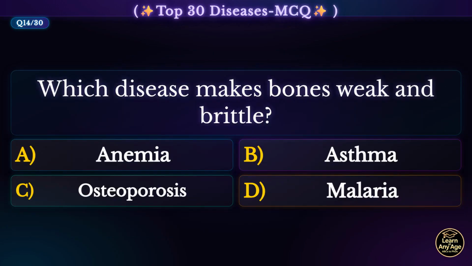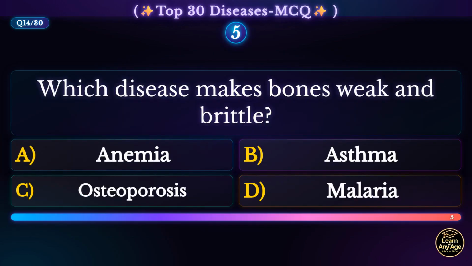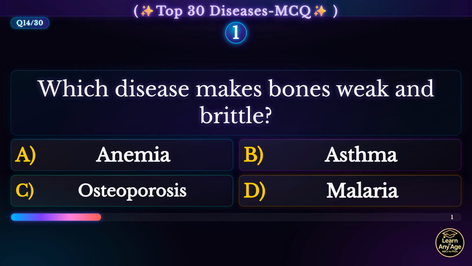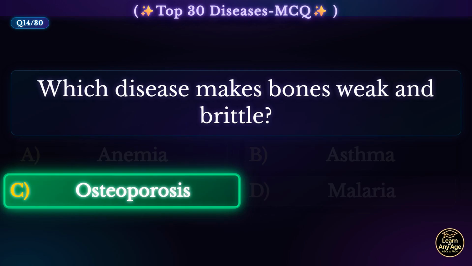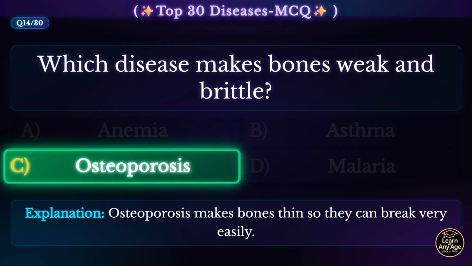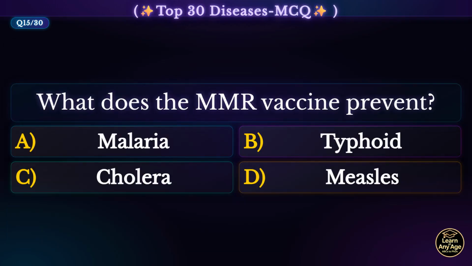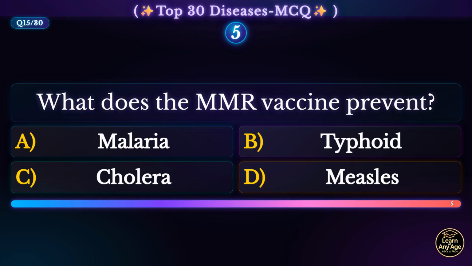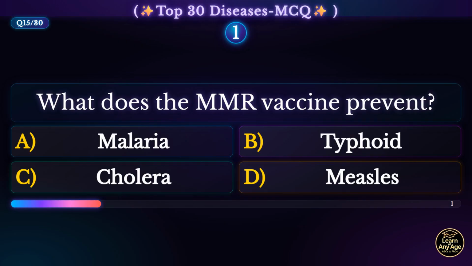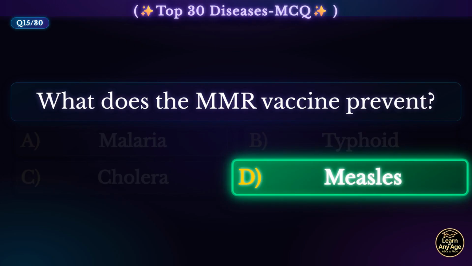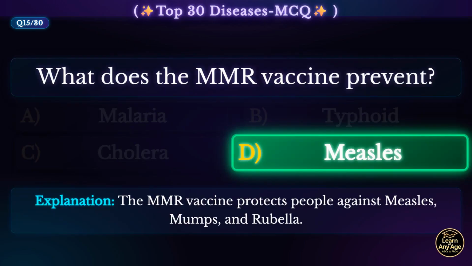Which disease makes bones weak and brittle? Osteoporosis. Osteoporosis makes bones thin so they can break very easily. What does the MMR vaccine prevent? Measles. The MMR vaccine protects people against measles, mumps, and rubella.